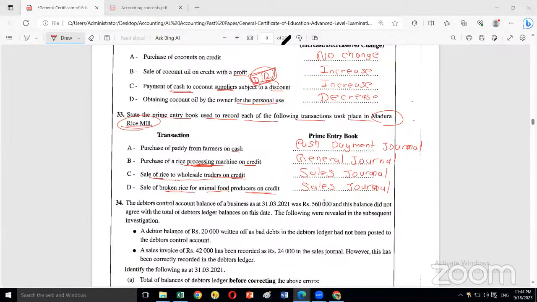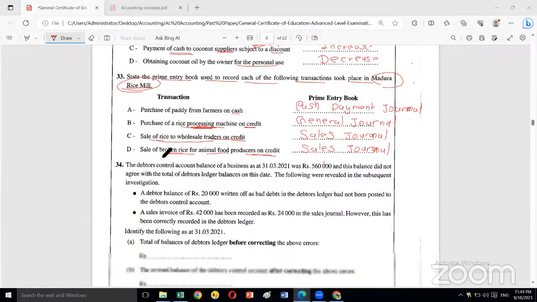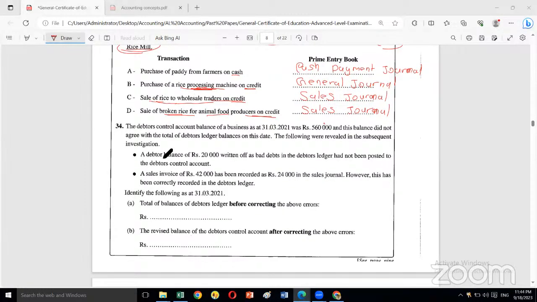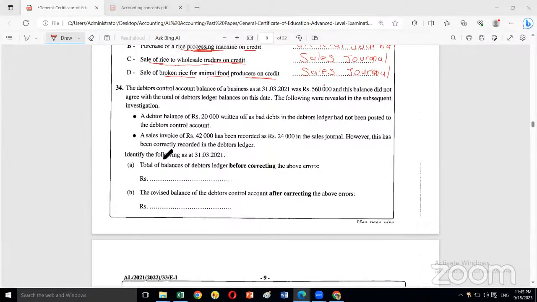Question number 34. Keep all your pens down. Don't write anything, just listen. The debtors control account balance of the business as at 31/3/2021 is 560. What is required? The revised balance of the debtors control account. So now I am going to prepare an adjusted debtors control account.